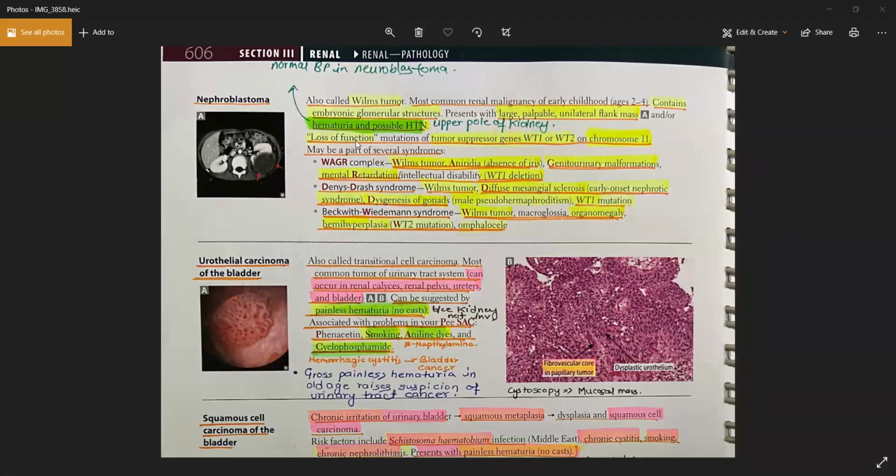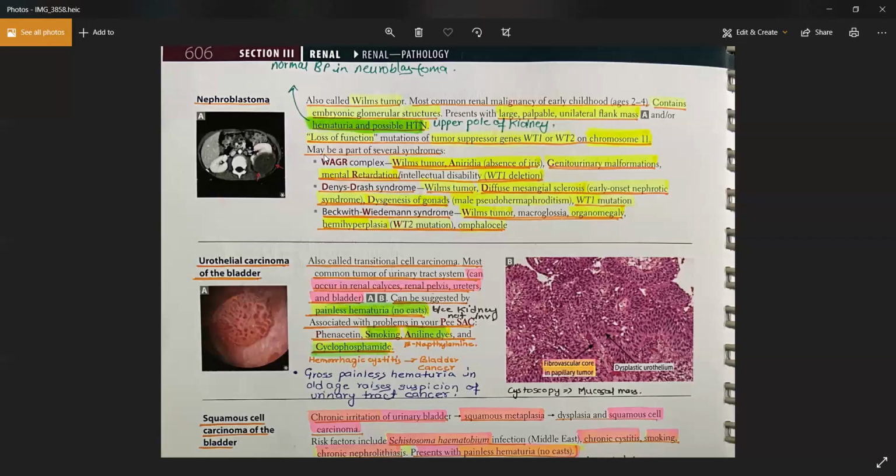It happens because of a loss of function mutation in the tumor suppressor gene, WT1 or WT2. Okay, and please note, both the genes must be knocked out in order to get a cancer, right? Remember the Knudson two-hit hypothesis? Yes. So both genes must be knocked out. Now you have multiple syndromes associated with this nephroblastoma. You can have WAGR syndrome, you can have Denys-Drash syndrome, you can have Beckwith-Wiedemann syndrome.